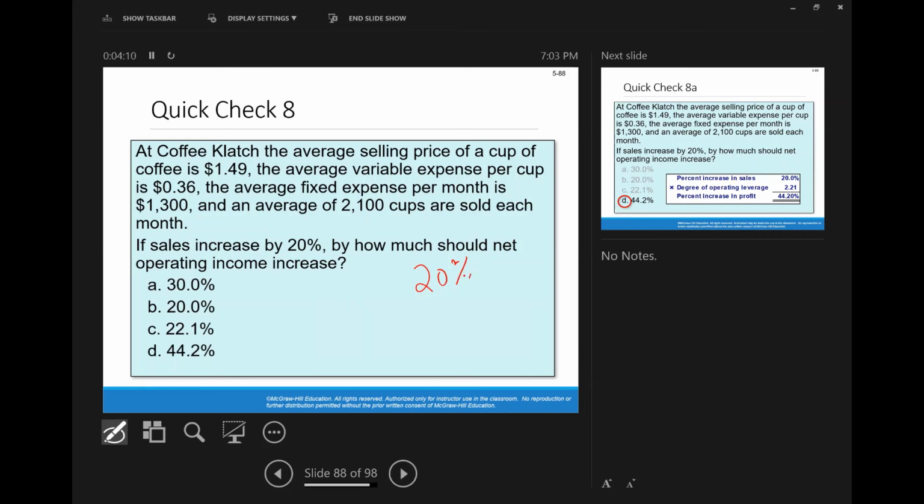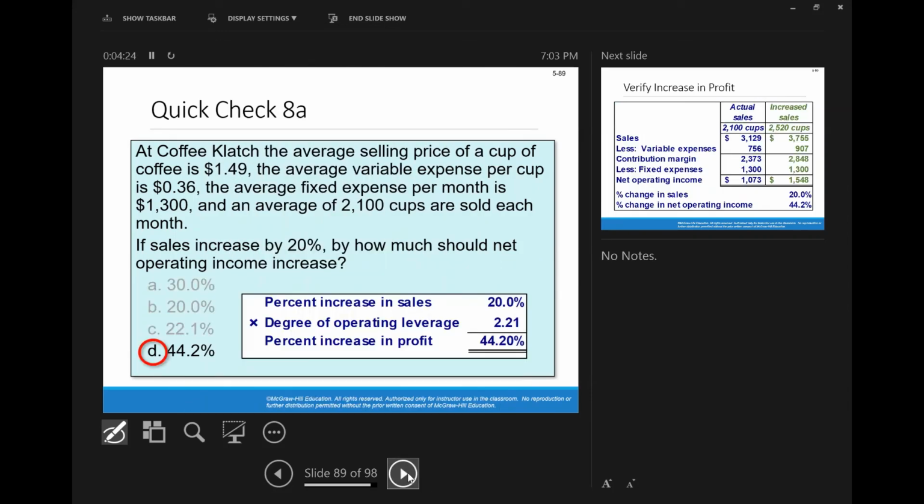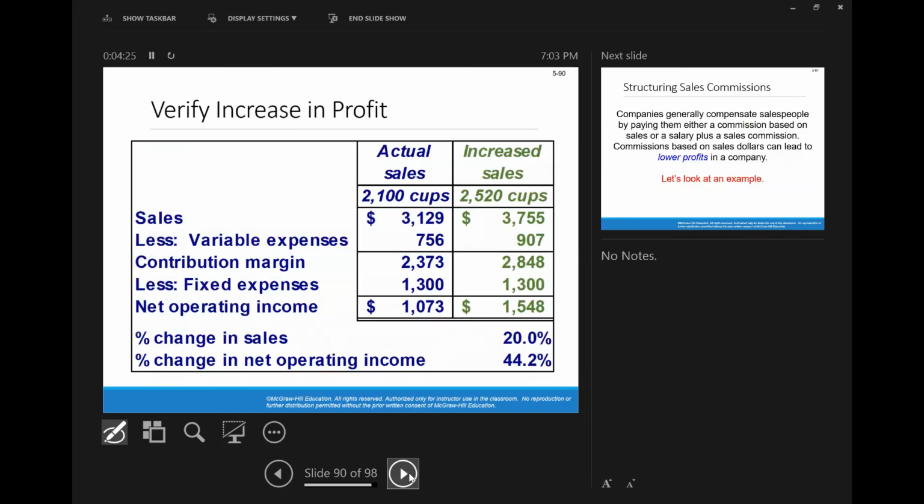20%. The degree was 2.21. So if we do the math, it's 44.2%. See, that's how much we can expect the revenue to go up. I mean, the operating income.